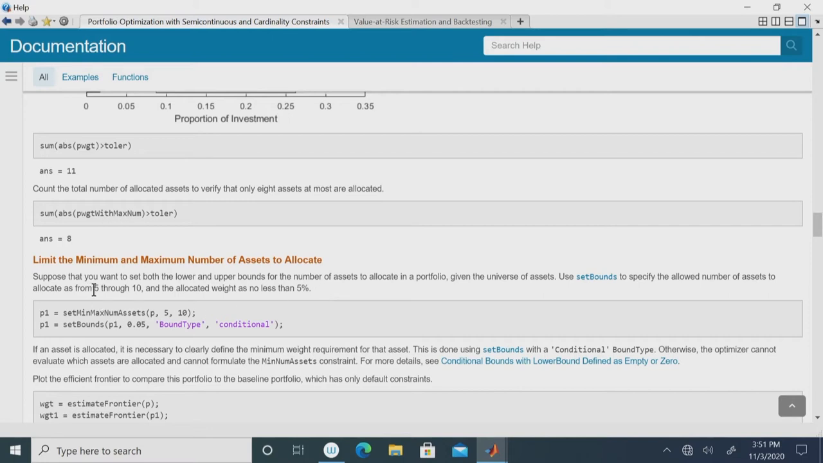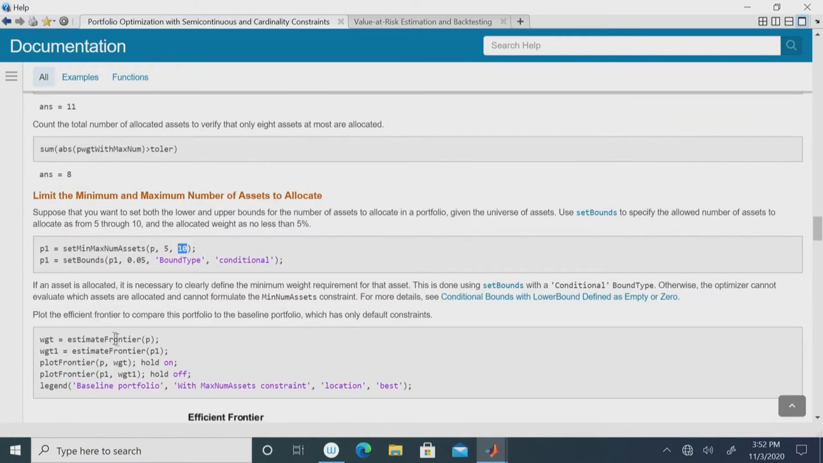So, in this case we decide that we will have a minimum count on the number of assets to be 5. Then we will define P1 by first setting the bounds on the number of assets to be at a minimum level of 5 and a maximum level of 10. And then on top of it, we will add the constraint that the weight of each of the individual assets, the number of which will lie between 5 and 10, is not going to fall below 5%. Obviously, if an asset is allocated, it is necessary to clearly define the minimum weight requirement for that asset. That is the reason why we have set these particular bounds.